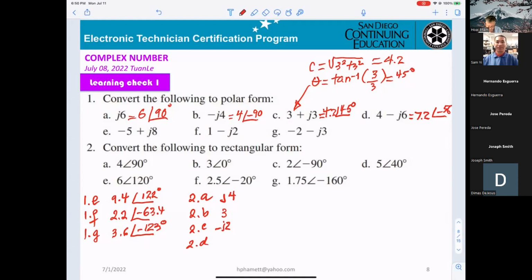0.83 plus j 3.21. Adding what? Plus j 3.21. Who gets the same on D? Sounds good. Number 2E.